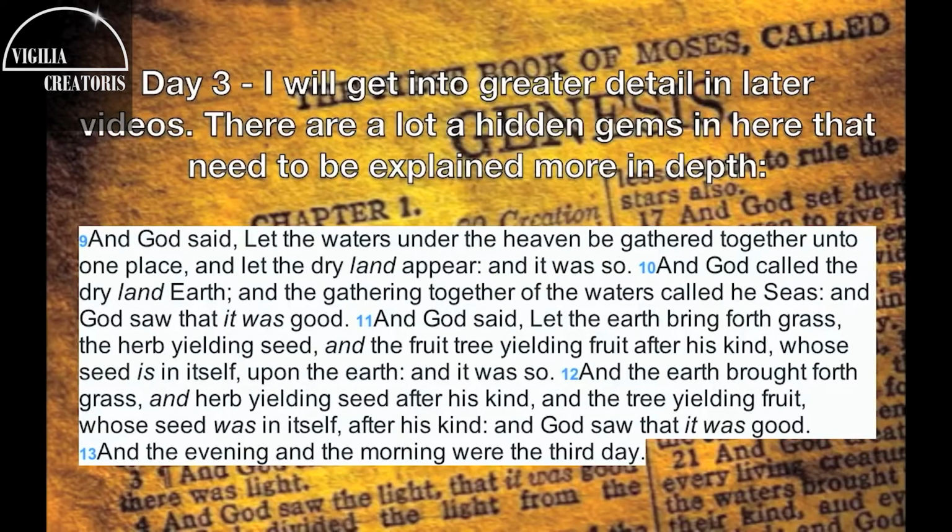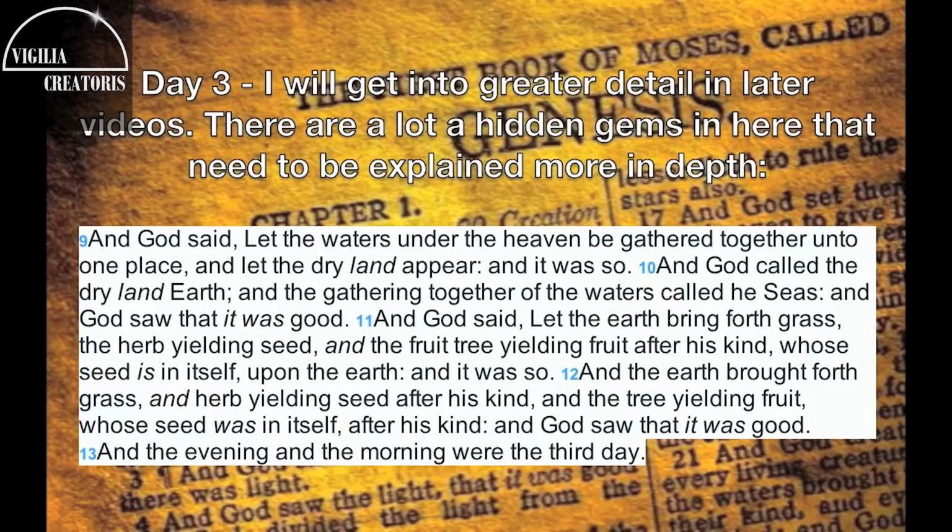9. And God said, let the waters under the heaven be gathered together unto one place, and let the dry land appear. And it was so. 10. And God called the dry land earth, and the gathering together of the waters called he seas. And God saw that it was good.